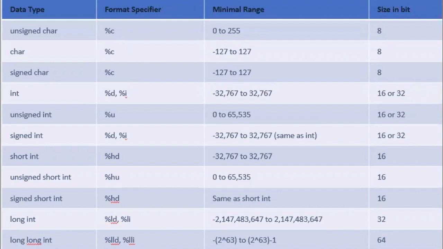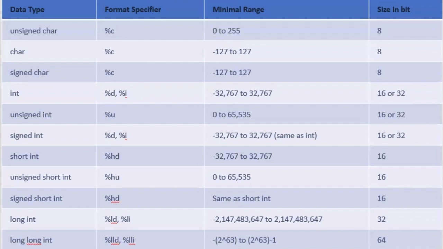So let's consider the character data type. Unsigned char. The minimal range would be 0 to 255. Unsigned means it is always positive, so 0 or more, 0 to 255. The size of that memory is 8 bits. One bit is either 0 or 1. So 8 bits are linked to the unsigned character.